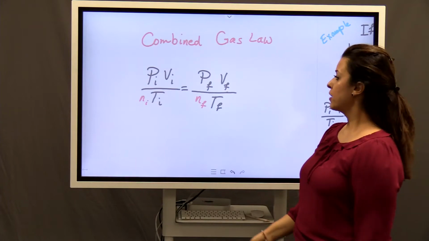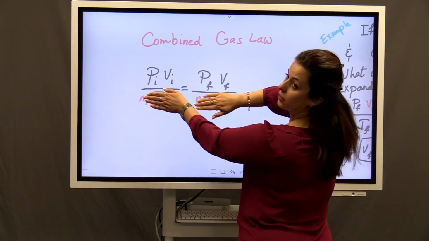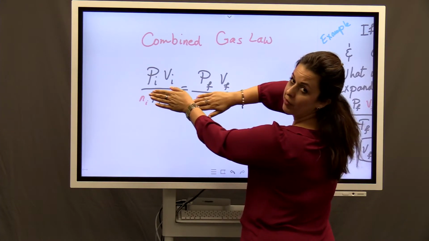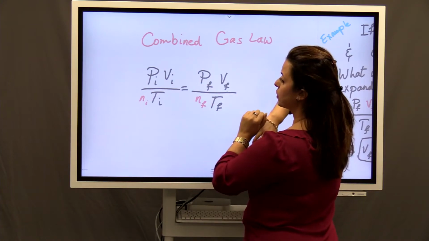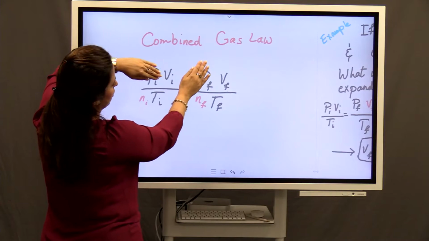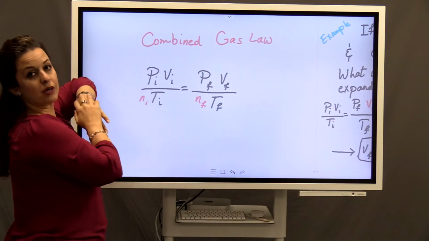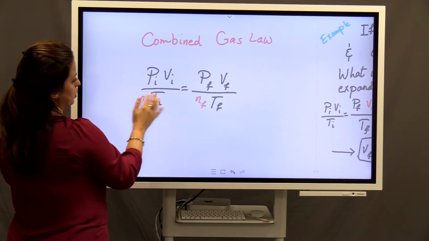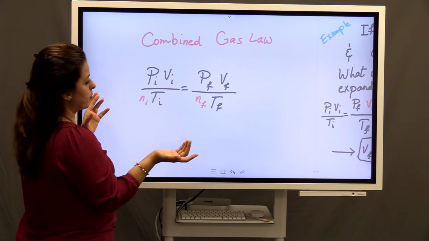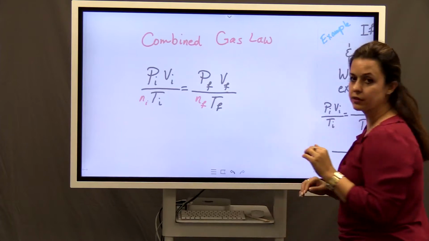For example, if you have a question and it says temperature is kept constant, what do you have? Boyle's law, right? PiVi is equal to PfVf. If you see pressure is kept constant, what would you have? Vi over Ti is equal to Vf over Tf. So you will have Charles's law. And I told you, you can keep Ni and Nf, but normally when we don't talk about number of moles, they are kept constant as well, which is the case most of the time.